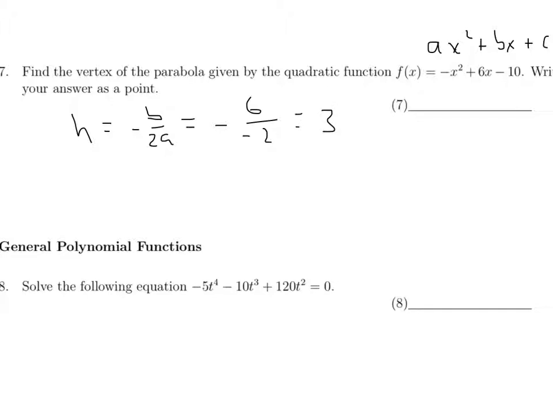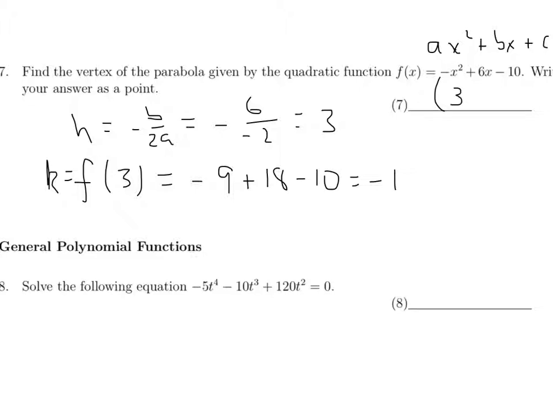So when the x-coordinate of the vertex is 3, the y-coordinate, call that k, is going to be f of 3. It's what you get when you put the x-coordinate into the formula. So that's -9 plus 18 minus 10, which is -1. So the vertex should be at the point (3, -1).